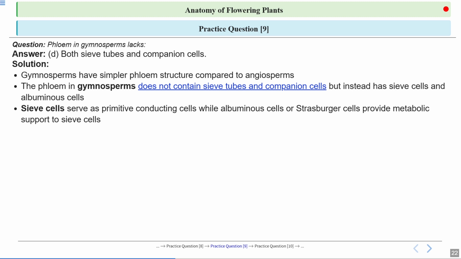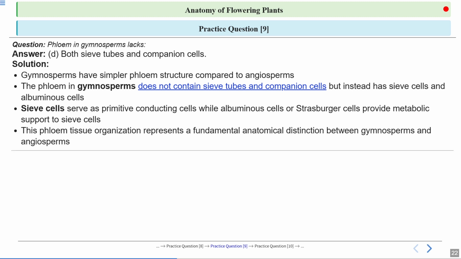It is almost the same thing, but they are not full-fledged companion cells. These albuminous cells, or Strasburger cells, support the sieve cells, as we have seen companion cells support the sieve tube cells, right? So this phloem tissue organization represents the fundamental anatomical distinction between gymnosperm and angiosperm. And the xylem vessels are absent in gymnosperms. This is again one of the differences that we have studied. So do remember these points.